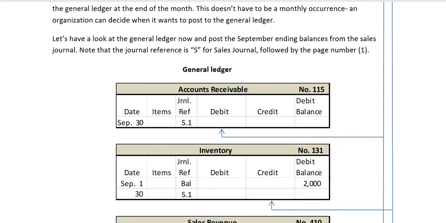And then we also have a balance column at the end here. So after you post from the sales journal, you want to update the balances. Sometimes it will be a debit balance, sometimes it will be a credit balance. You want to do that correctly. So take a couple minutes and try this, and we will go over this exercise in the next video.